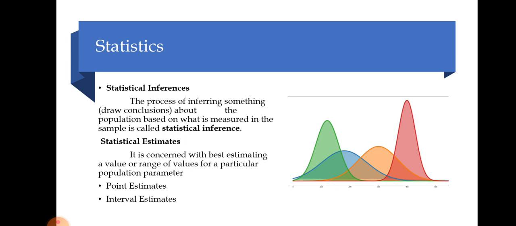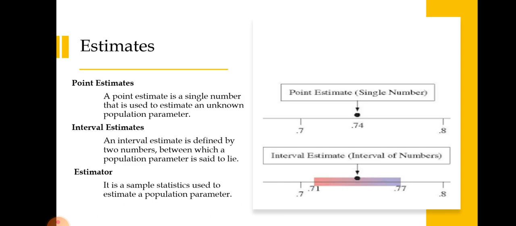Next is statistical estimates. It is concerned with the best estimating of a value or range of values for a particular population parameter. There are two types of statistical estimates: point estimates and interval estimates. So what is a point estimate? A point estimate is a single number that is used to estimate an unknown population parameter. It means when we make an estimation about the population on the basis of just one single number, that is known as a point estimate.